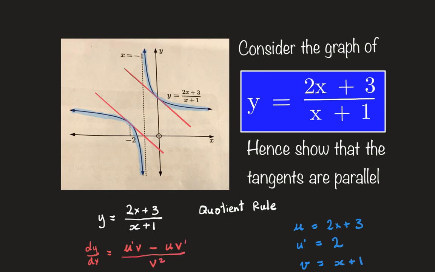Now let's just substitute. This goes with this, and this goes with that. 2 times (x + 1). Remember to use the brackets so that you never get mixed up. And also here we've got 2 brackets, (2x + 3), and we're multiplying it by 1. So I'll just leave that 1 alone. Now I'll put it in. And now remember to divide this by v squared. So it'll be (x + 1), and we're all going to square that.